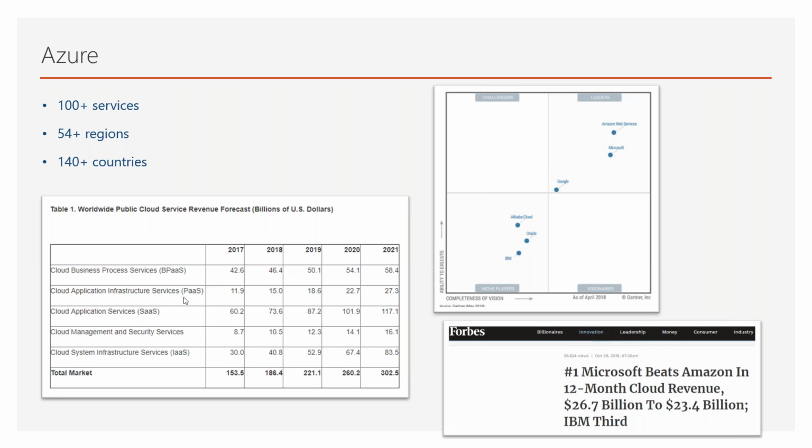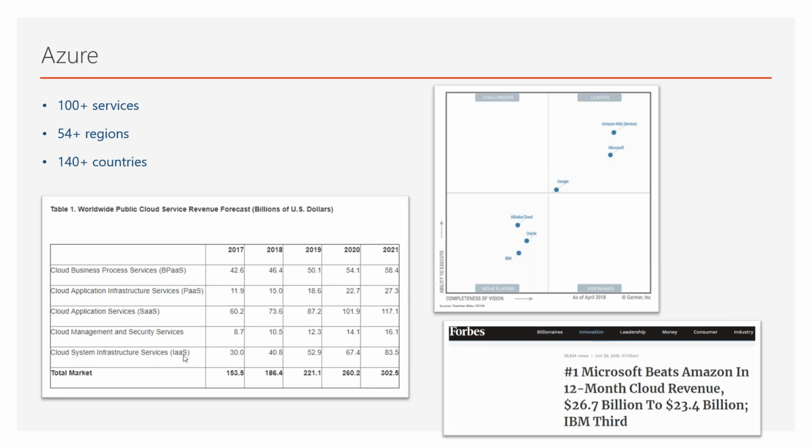And if you look at things like the PaaS services which are being offered by AWS, Azure, Google, in 2017 it was only $12 billion, but in 2021 that would be touching approximately $27 billion and even more than that. So that is why these PaaS services are very important. They are growing at a very rapid pace.